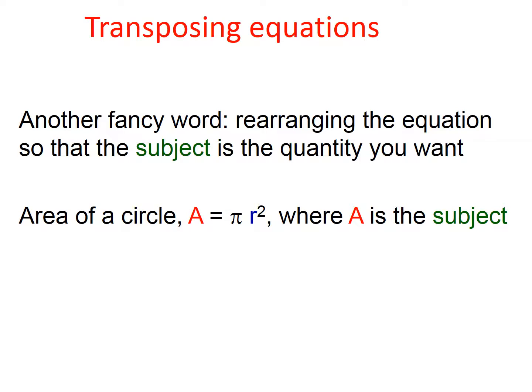Okay, so all we're doing is having some kind of really simple equation like this. This is the equation for the area of a circle, and A is the subject of that equation, so A equals some kind of horrible mathematical thing, and we might want to rearrange that to find r.